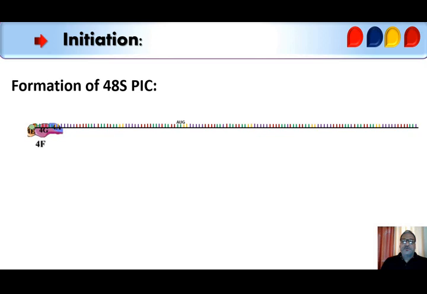So now this initiation factor 4F binds with the cap of this mRNA. Now after the binding of this cap binding protein to the mRNA, this mRNA is then transferred to the 43S complex.